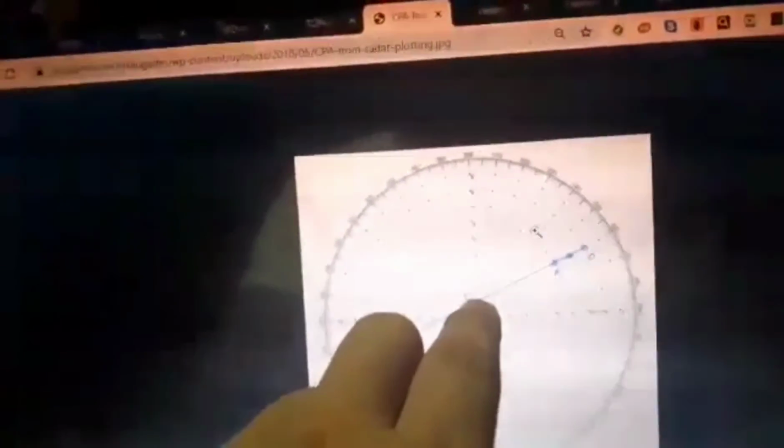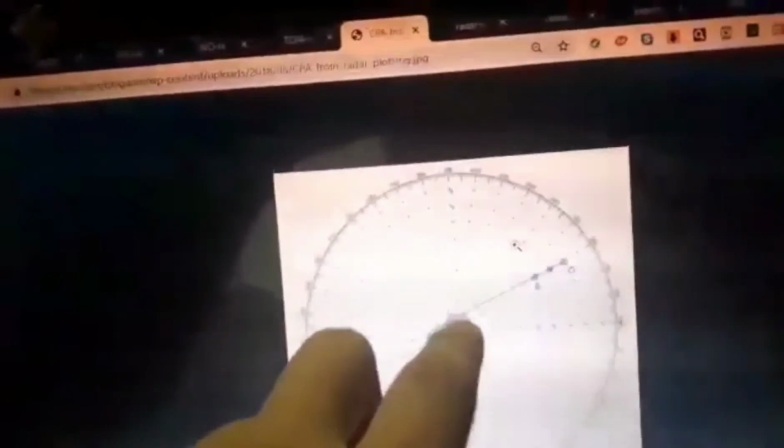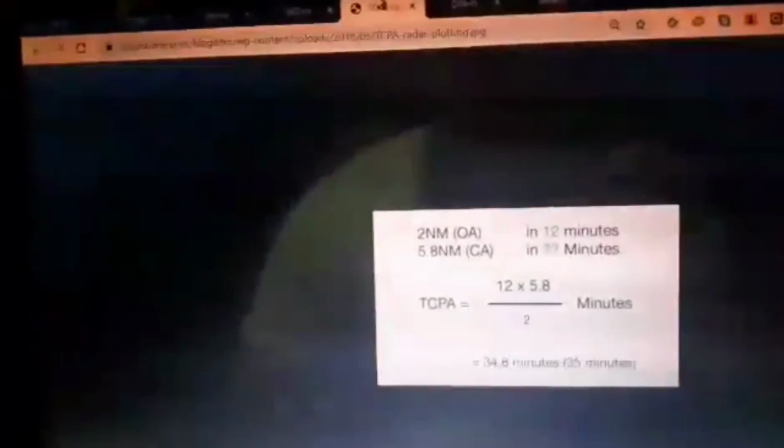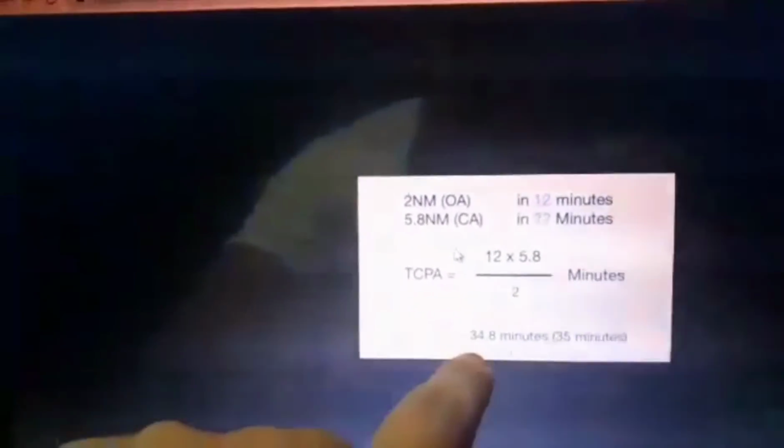So 2 nautical miles is covered in 12 minutes, and we measure the distance CA, from the closest point of approach to the last target A, using a ruler and scale it. So you get 5.8 nautical miles. In getting the TCPA, the time of closest point of approach, it is 12 minutes times 5.8 nautical miles divided by 2, and the answer is 34.8, or 35 minutes.